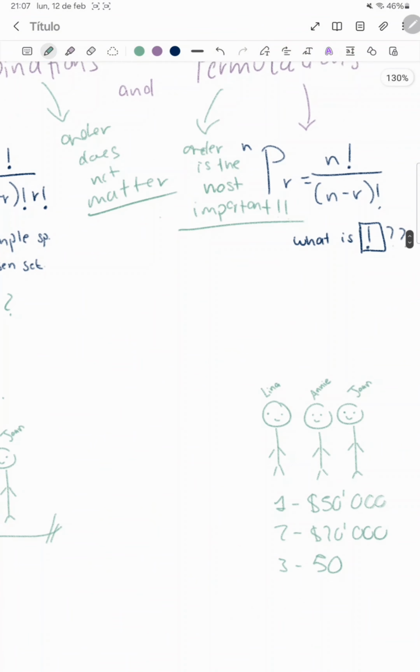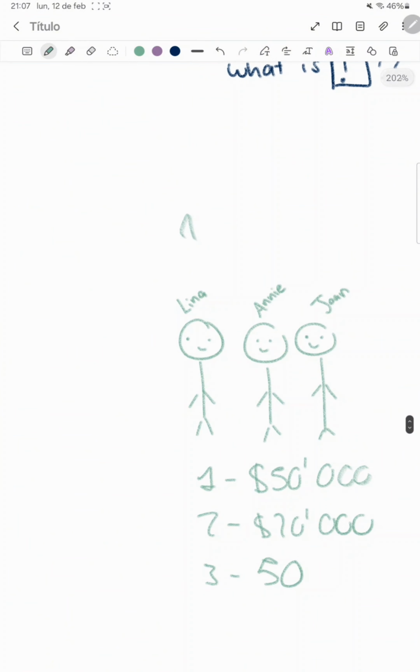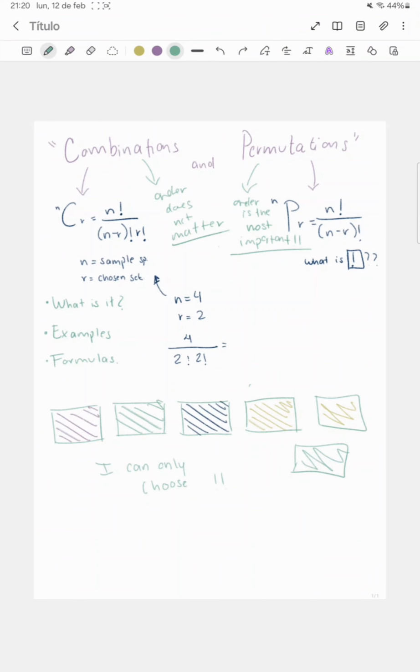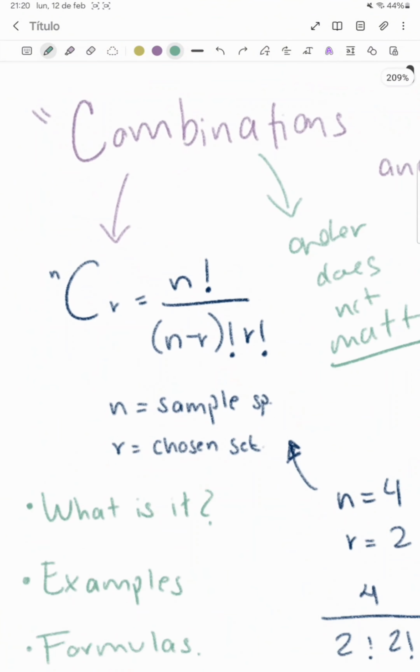So in this case, it's really important if Lina arrives first, if she arrives at second place, or if she arrives last, because it will decide whether or not she gets this prize or this prize or this prize. It's not the same. So order does matter, and that's why we call it a permutation. Now we're going to review the formulas. First, we're going to start with combinations.